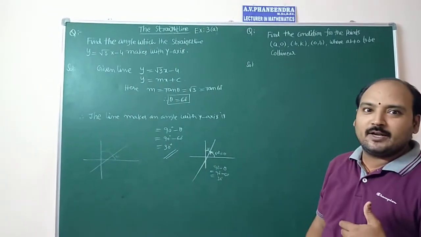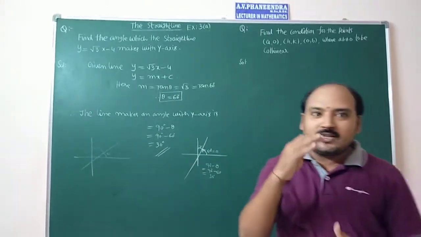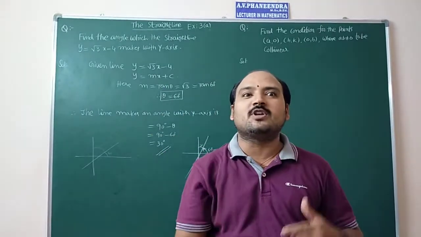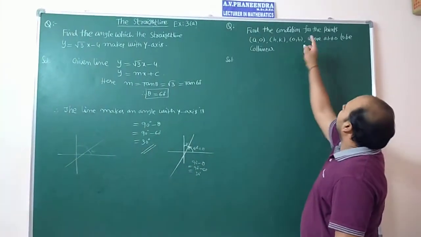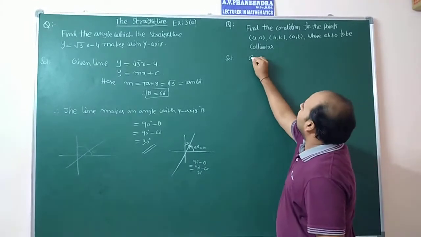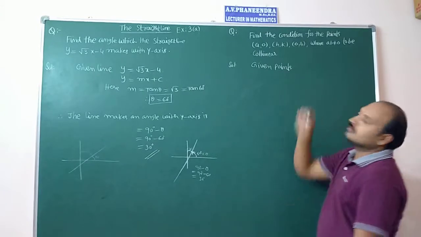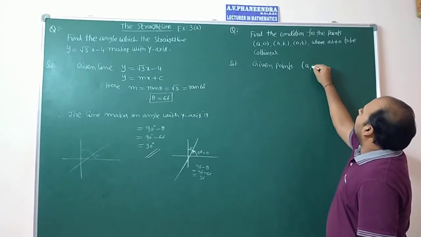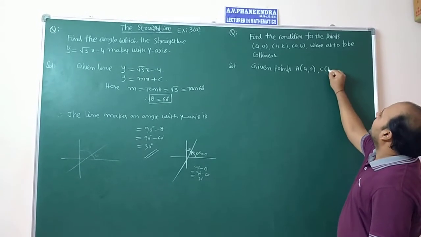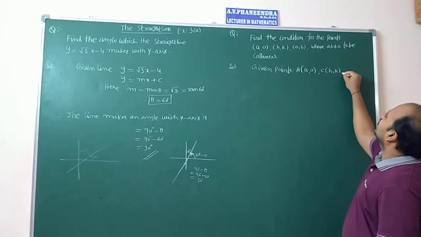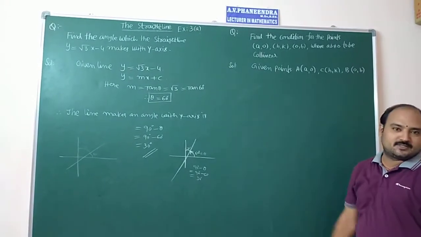And one more condition: find the equation of the line passing through any two points and substitute the remaining point in that equation. If it satisfies, the given points are definitely collinear. Therefore, find the condition for the points. First, the given points: (a, 0), which I am assuming as A. The second point, (h, k), I am assuming as C, and B equal to (0, b), the given points.